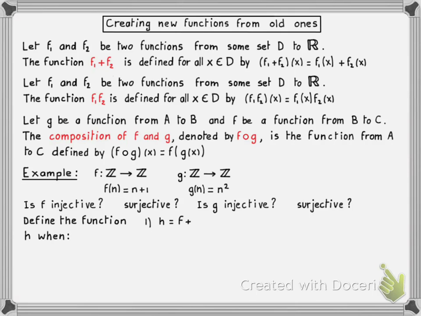So in the first part, h is the addition of f and g. In the second part, h is the product of f and g. In the third part, h is the composition of f and g in this order. In the fourth part, h is the composition of g and f in this order. So in all four cases, I need you to define the function h completely.